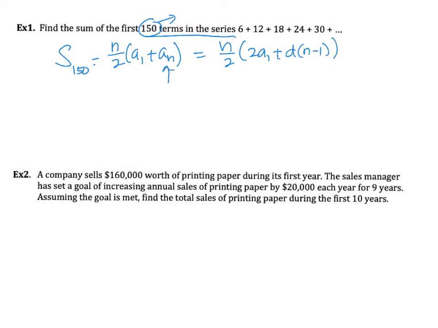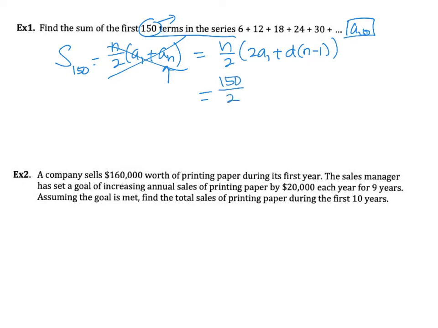Do we have the nth term? Do we have the last term, a sub 150? No, we do not. So we're probably not going to use this first formula. You could, but you'd have to find a sub 150 first and then plug it in. Instead, to save some time, we can use the second formula and we can say n is 150.